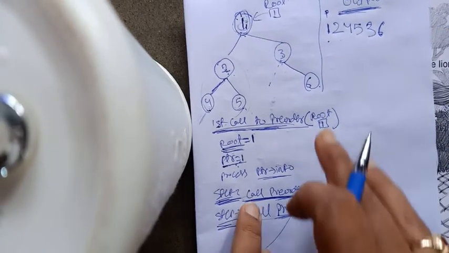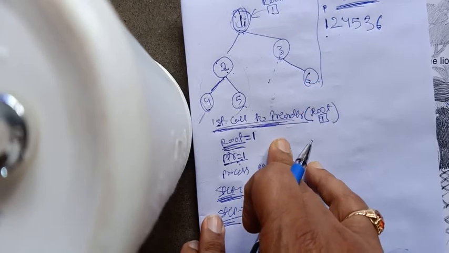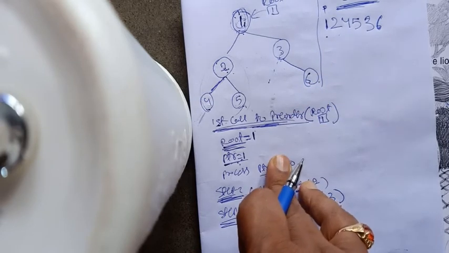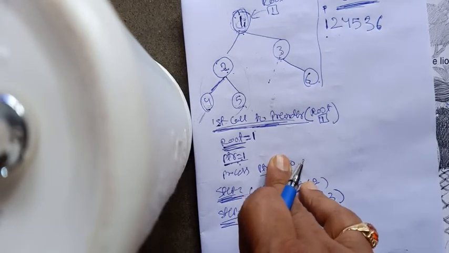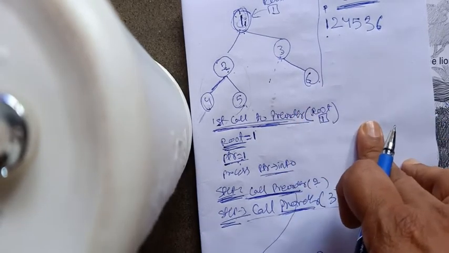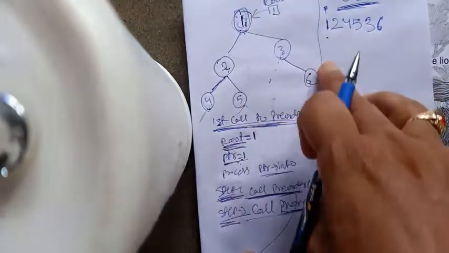Once node 6 is processed, its left subtree is null, so the preorder function will be called and a null value will be passed, and it will simply return back. Then for its right subtree, again a null value will be passed, and again it will simply return back. So the right subtree of 1 is also completed.